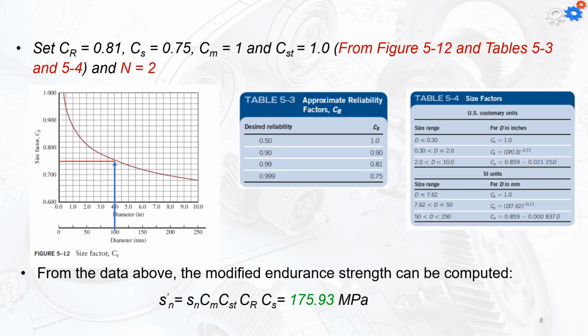Okay, so we can see here all the graphs and the tables that we used earlier to calculate the value for the size factor and the reliability factor for our calculation. We simply multiply all the factors by each other, then multiply by the endurance strength value to find the modified endurance strength value that we're going to use in the following steps of the design procedure.